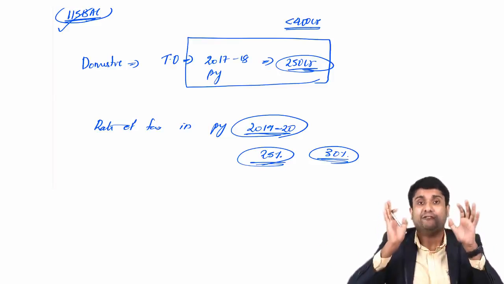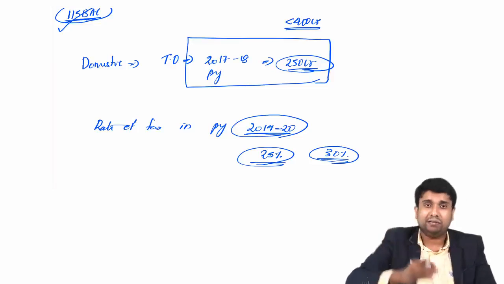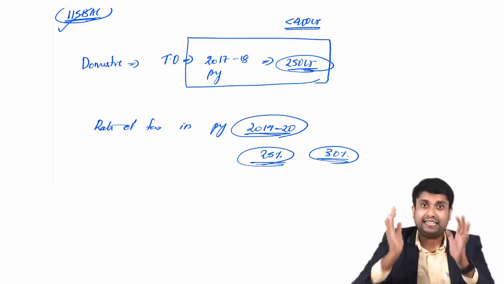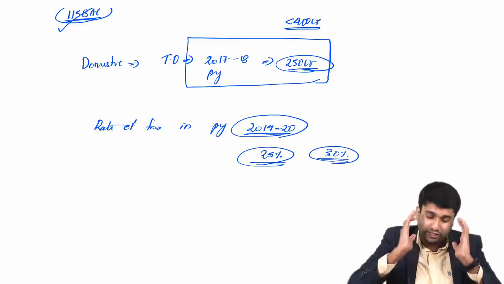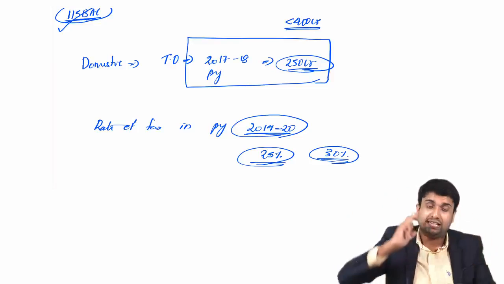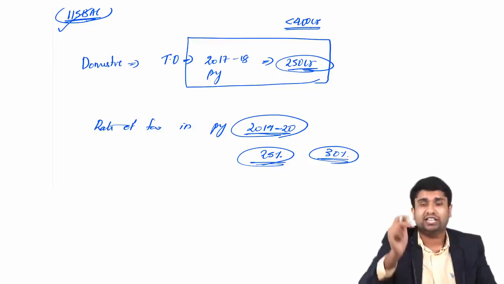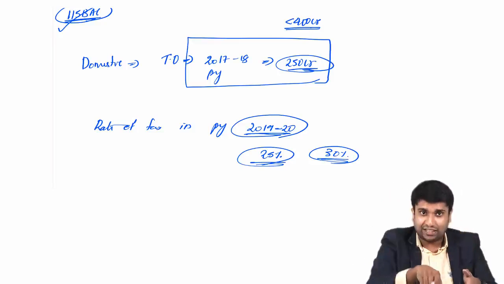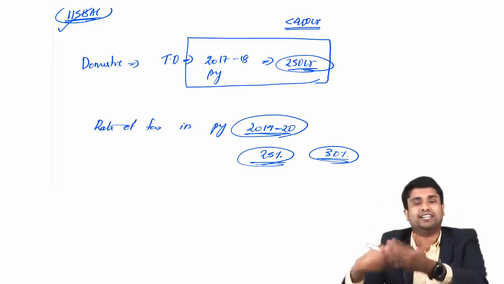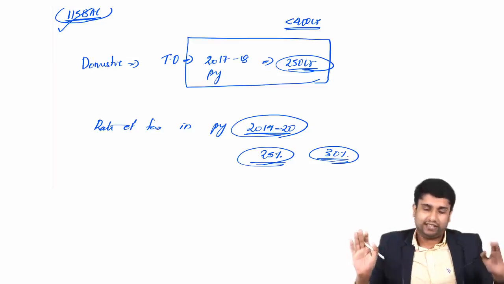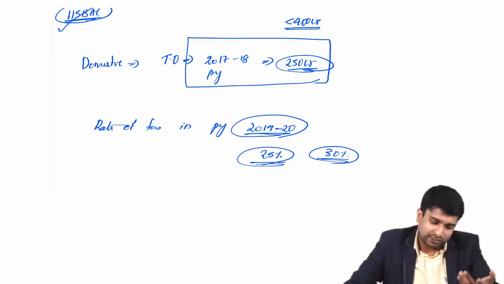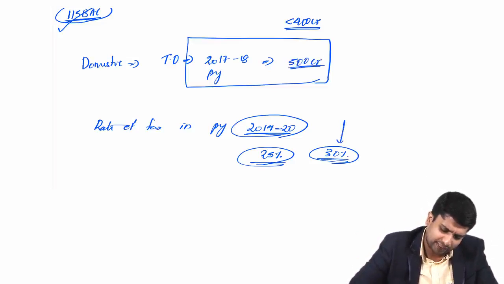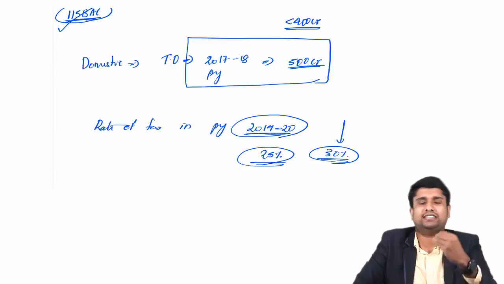For the time being, just think like this. The 17-18 is a fixed year. For determining your rate of tax in any subsequent years, the criterion you have to check is whether your turnover in previous year 17-18 is less than or equal to 400 crores. If it is, then your rate of tax in all subsequent years will be 25%. And what if your turnover is, say, instead of 250 crores, 500 crores? Then my rate of tax will be 30%. It is as simple as that.